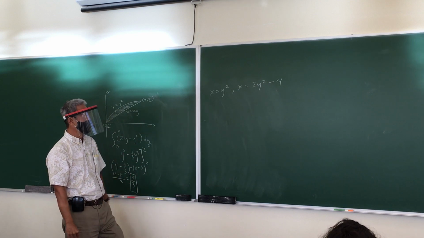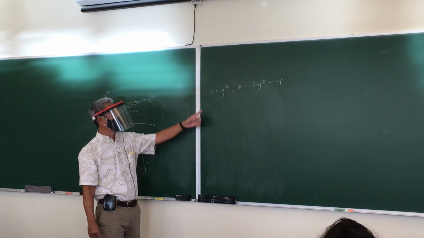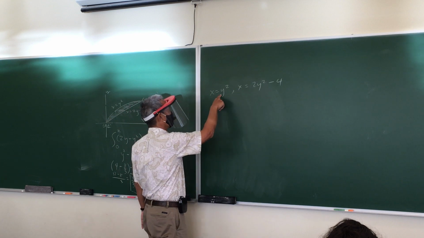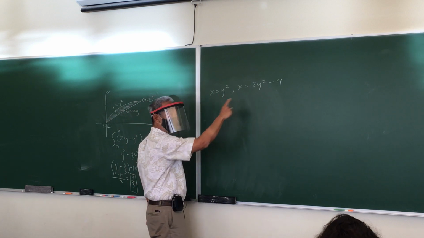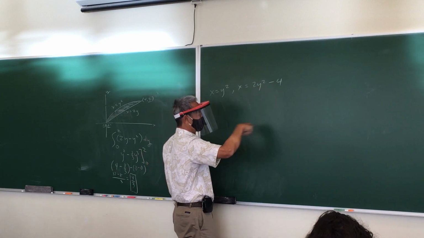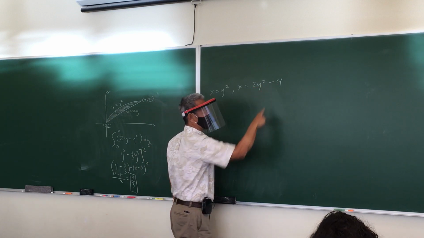So that's one hint. The other one comes from the graphs. Now, can you guys draw these graphs? What is this one? It's a parabola, except it's opening to the right. This one is also opening to the right, except it's thinner, and then it's shifted 4 to the left.